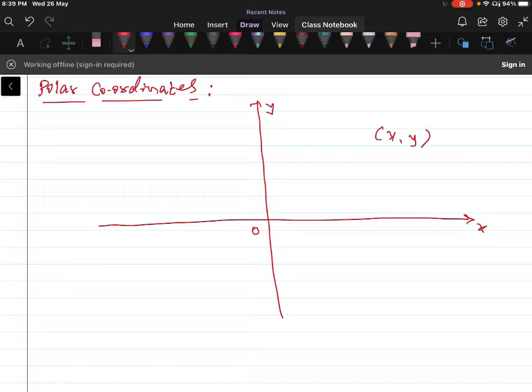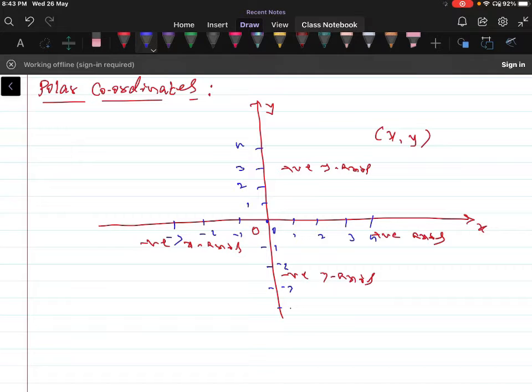and the second number in the ordered pair is the y coordinate. The right side of the origin is called the positive x axis, and the negative side of the origin is called the negative x axis, and above the origin is called the positive y axis, and below the origin is called the negative y axis.